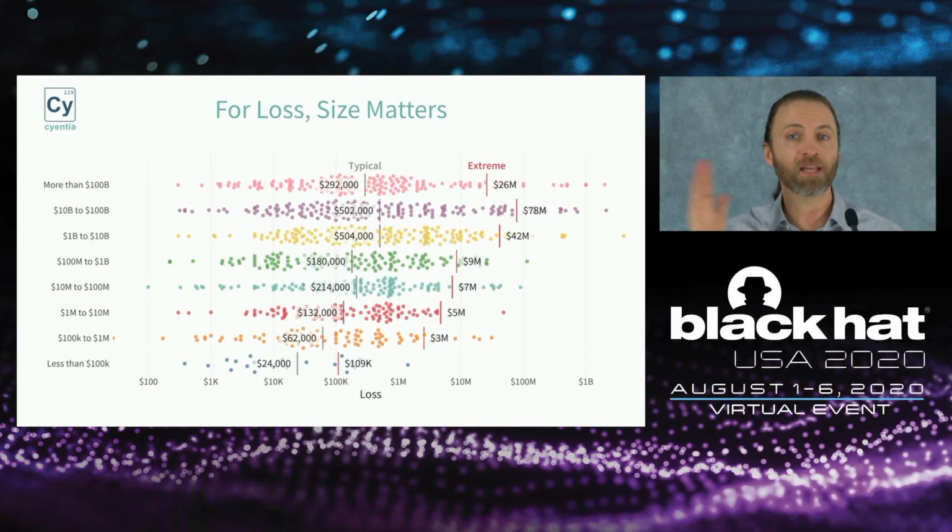We have that measure of typical, which is that median or geometric mean of central tendency. And then we have an extreme value. That extreme value represents a 95%. So only 5% of the time will we see losses for our largest of the large with over $100 billion of annual revenue of $26 million or more. Most of the time, our costs are $500,000 for these publicly disclosable breaches.